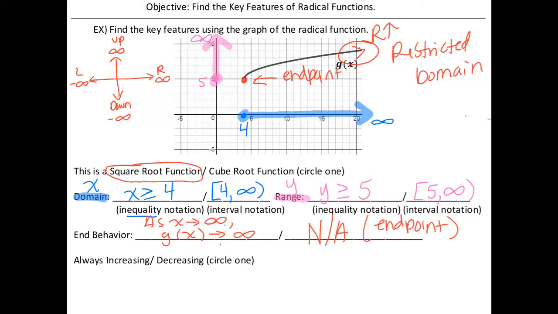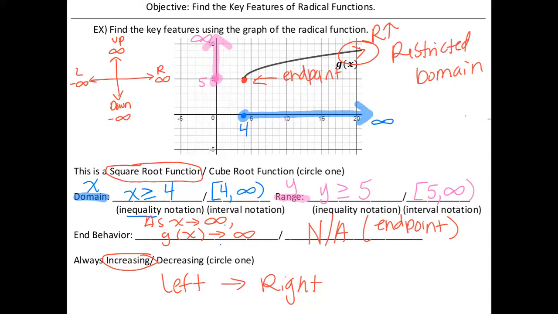All right, then looking at increasing or decreasing, remember that's checking from left to right. So from left to right, are we increasing or decreasing? So starting here at the left side, going to the right, am I going up or down? Upwards, so that means it's increasing. And it's always increasing from left to right. Okay?